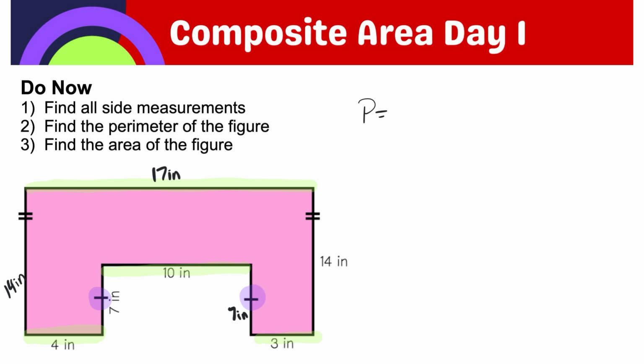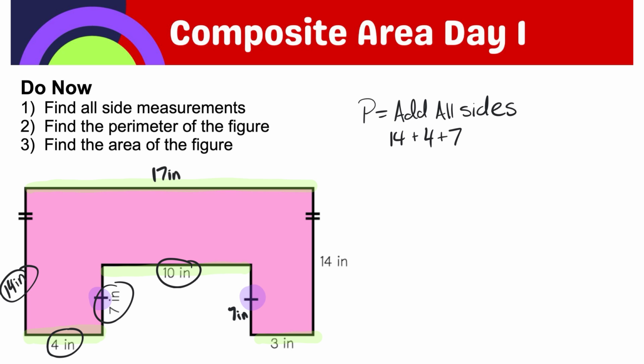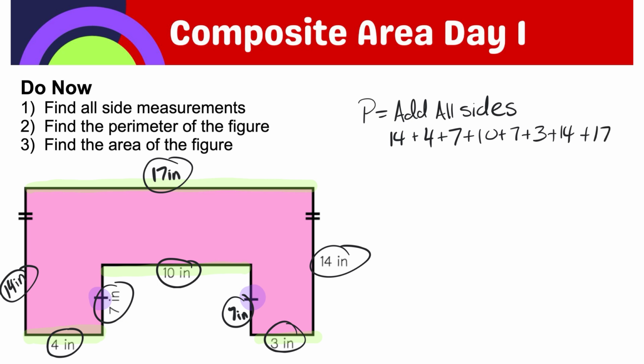The second part is talking about perimeter, and you're going to add all sides to find this out. So when we do this, it will be 14 plus 4 plus 7 plus 10 plus 7 plus 3 plus 14 and finally plus 17. And when you add all of that together, you get 76 inches.